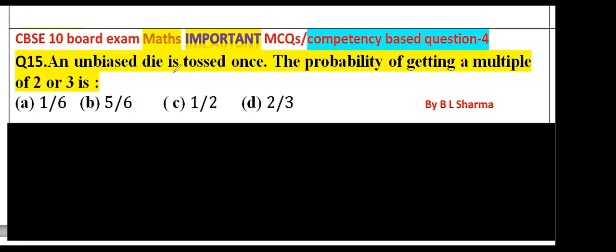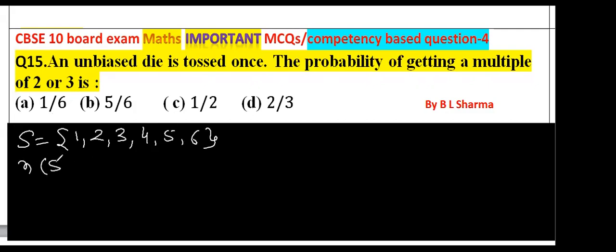An unbiased die is tossed once. The probability of getting a multiple of 2 or 3. Look, first we will find the sample space of total possible outcomes. When we toss a die once, it can be 1, it can be 2, it can be 3, it can be 4, it can be 5 and 6. So total elements in the sample space are 6, or we can say total possible outcomes are 6.